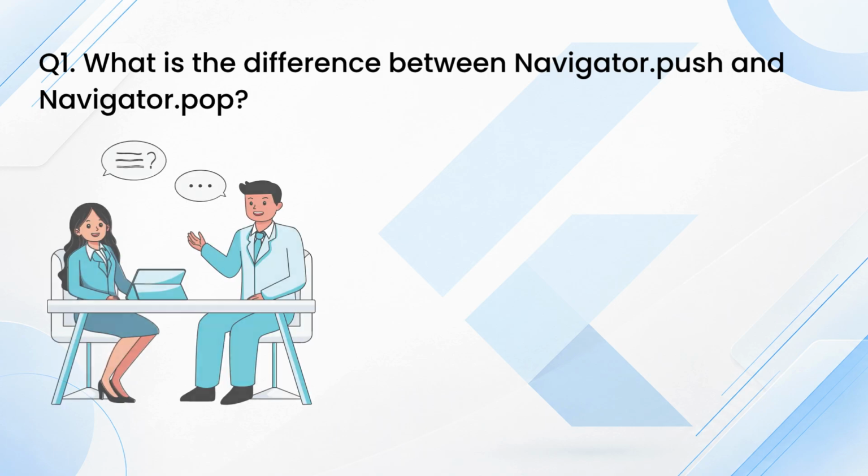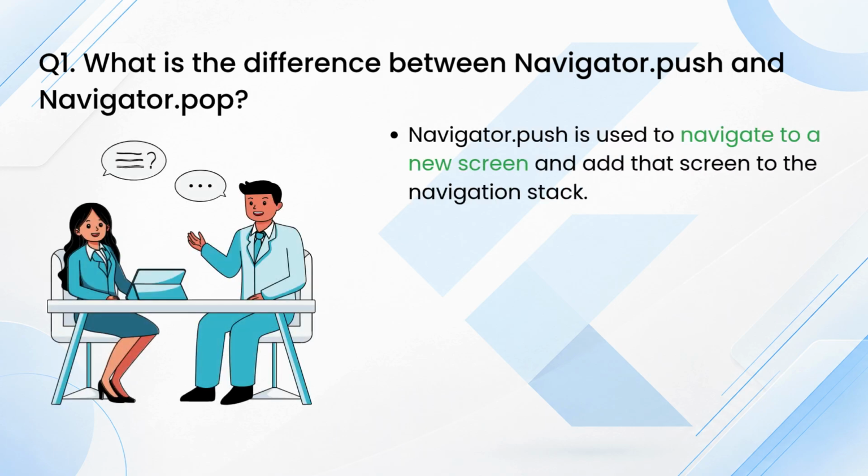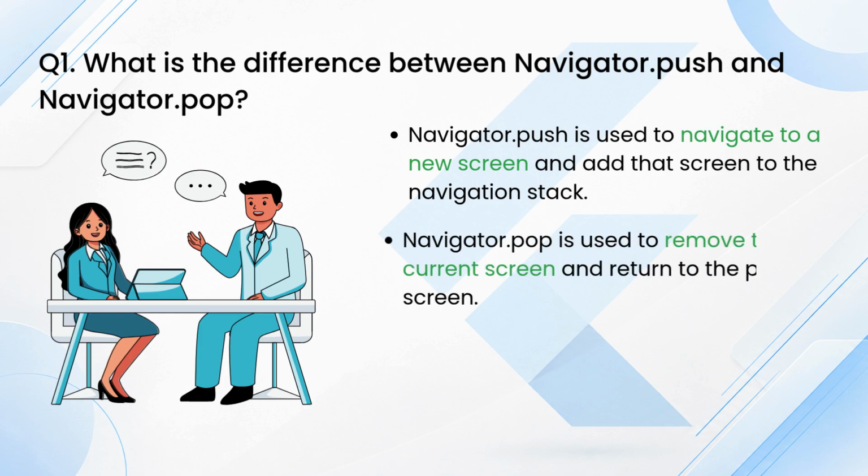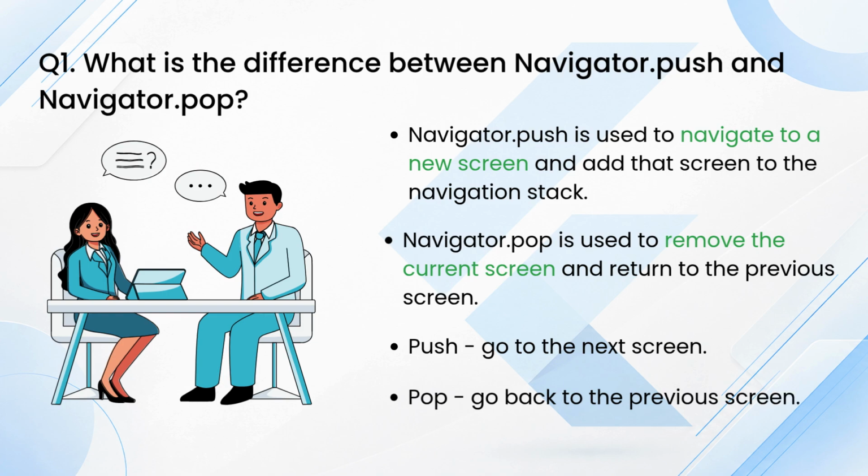Question 1. What is the difference between Navigator.push and Navigator.pop? Navigator.push is used to navigate to a new screen and add that screen to the navigation stack. Navigator.pop is used to remove the current screen and return to the previous screen. Simply remember, push means go to the next screen. Pop means go back to the previous screen. Now let's move to the next question.